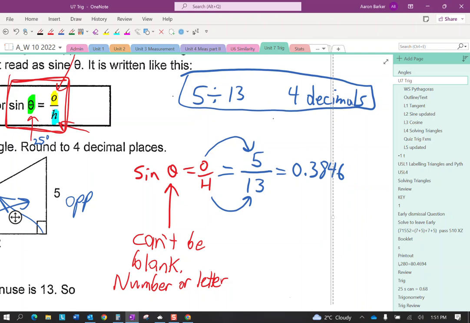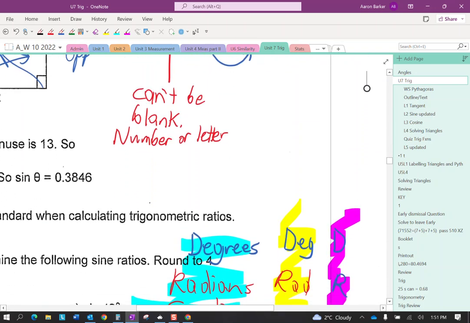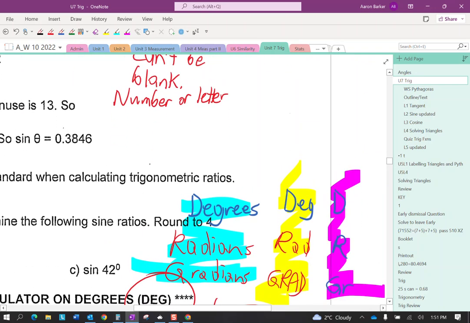Any questions about the sine ratio? 4 decimals? Okay, so this is how you get it from the triangle. Now we can find sine ratios other ways. Next way we're going to learn is how to do it from a calculator. Okay, so from a calculator, calculators measure angles in 3 ways. The first way is with degrees.